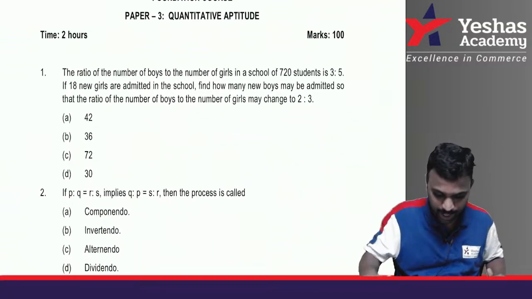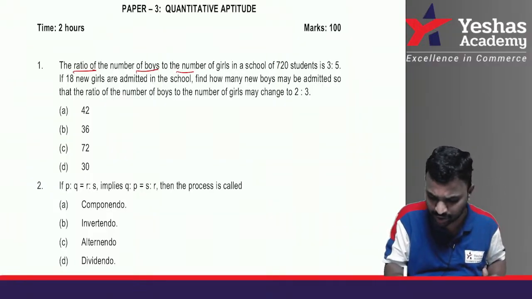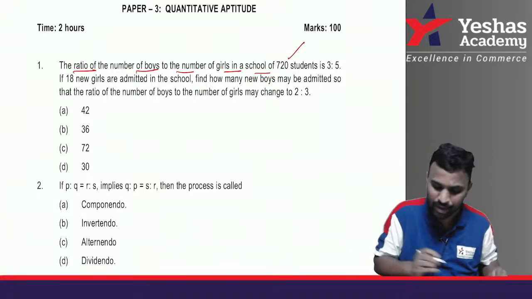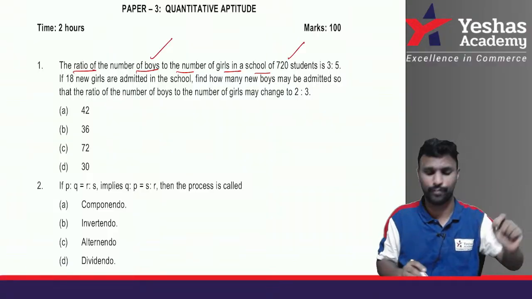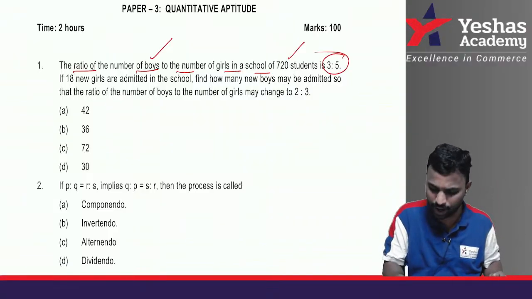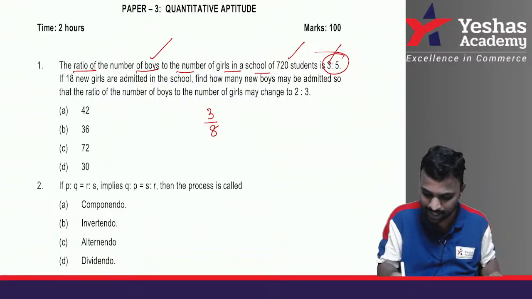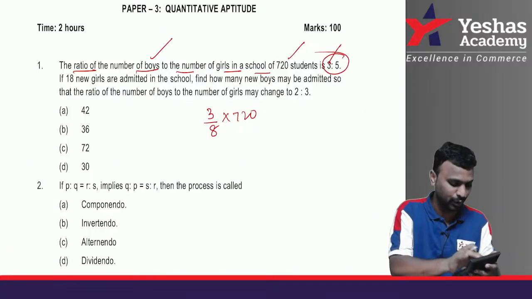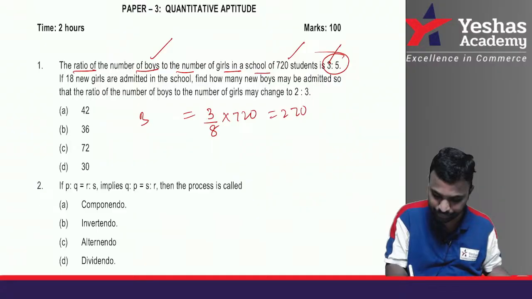So guys, let's start with the first question. The ratio of the number of boys to the number of girls in a school of 720 students is 3:5. First of all, how many boys are there in the school? If you want to find the number of boys, you see the share fraction for the boys, it's 3/8 because 3 is the number of boys out of 8 parts into total number of students. If you do that, 3/8 into 720, it is equal to 270. This is the number of boys.